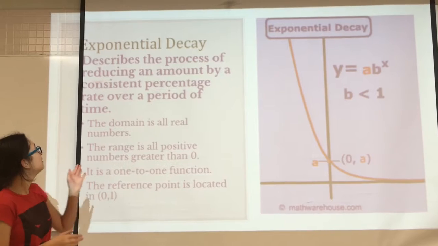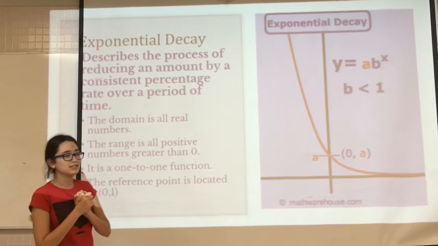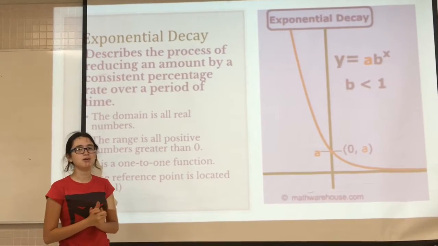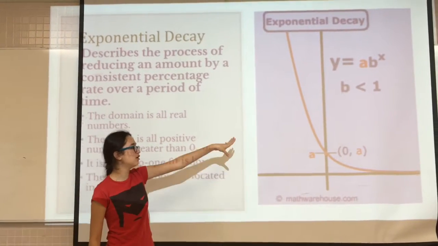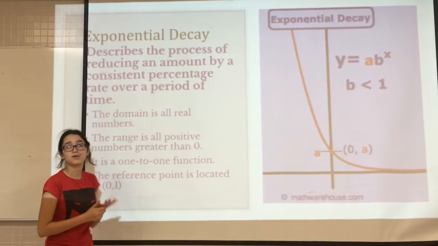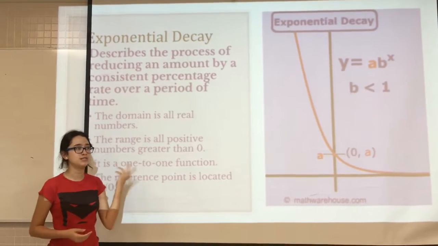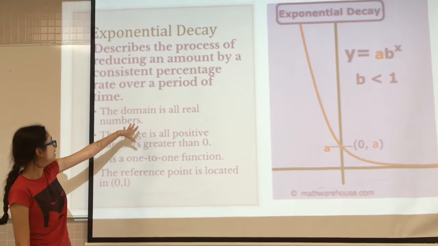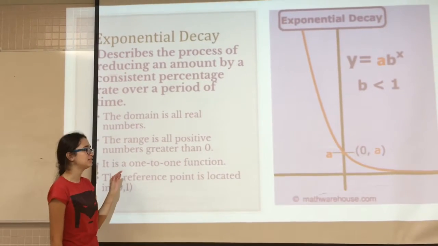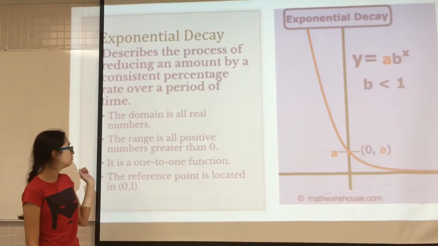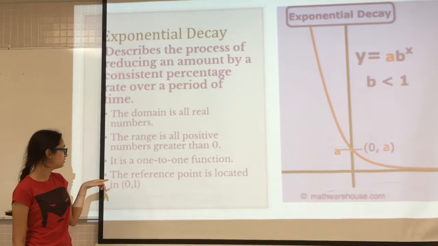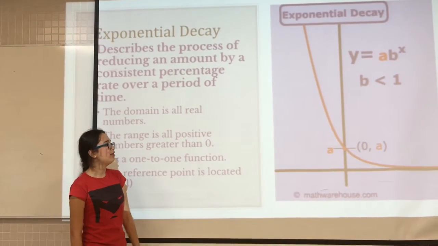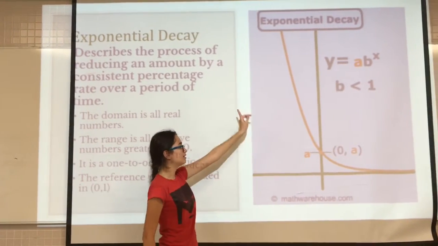And now the exponential decay describes the process of reducing an amount by a consistent percentage rate over a period of time, as we can see here. The characteristics or properties are also similar to the exponential growth. The domain is all real numbers, the range is all positive numbers, and it is also a one-to-one function, and the reference point would be located at (0, 1). The thing is that it just decreases a variable.